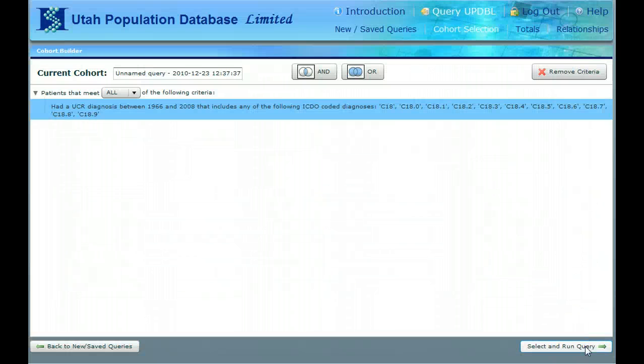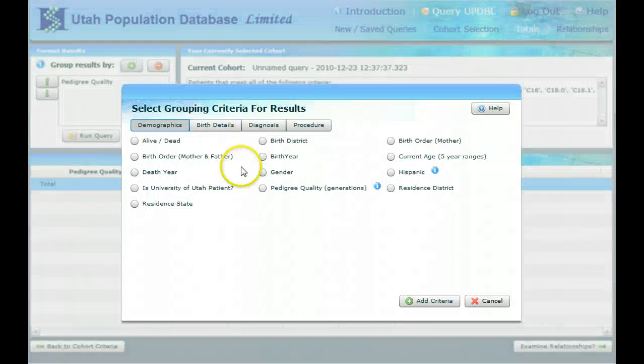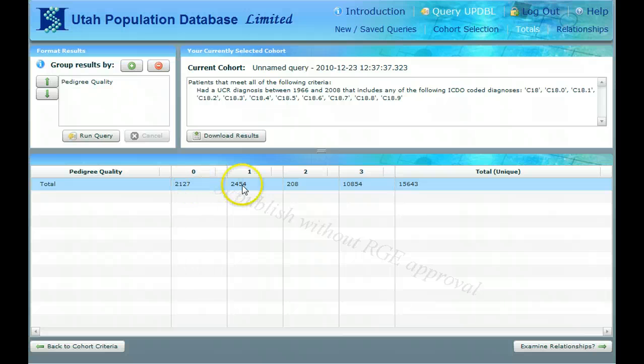Pedigree quality is also found on the Format Results page, and it is one of the items we can group by. Here are the results when we group by pedigree quality. It reports that 2,127 persons have a pedigree quality of 0.